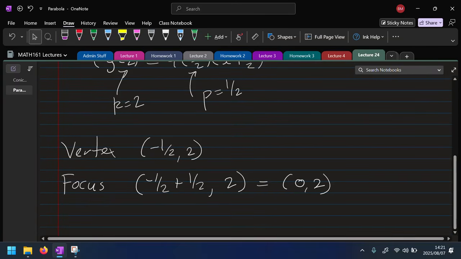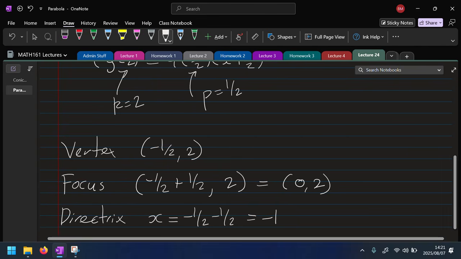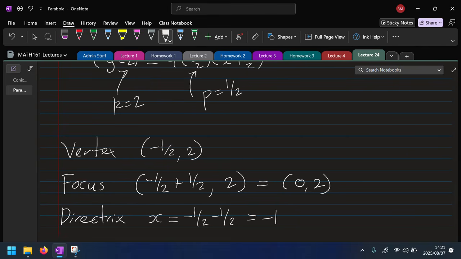Okay, and finally, the directrix. What's that going to be? That will be x equals, well, it was at minus a half, right? Because p is a half, so x will be minus a half. Then we shifted left by a half, so minus another half, so that'll be minus 1. So it's always whatever the p was, x equals minus p, but then we go left by a half, so we need to subtract a half from it.